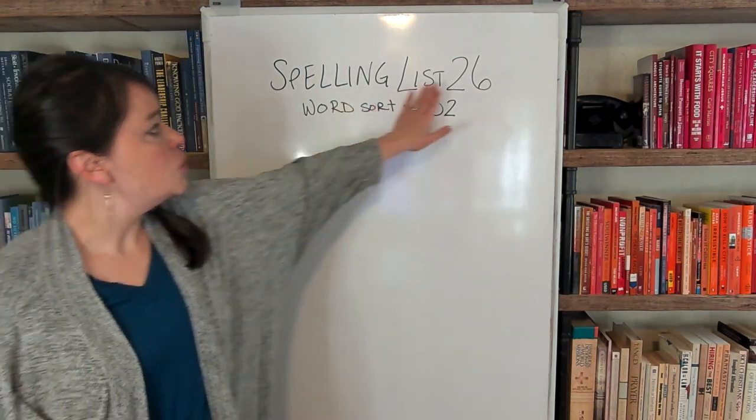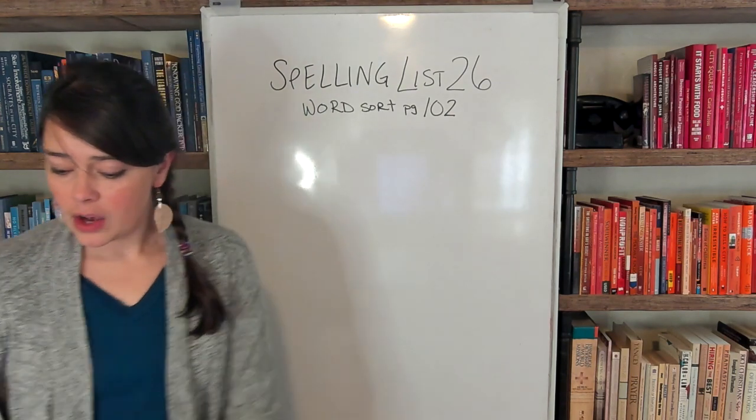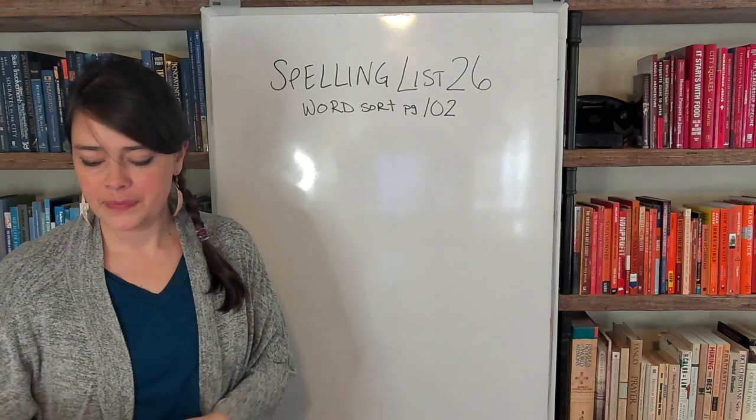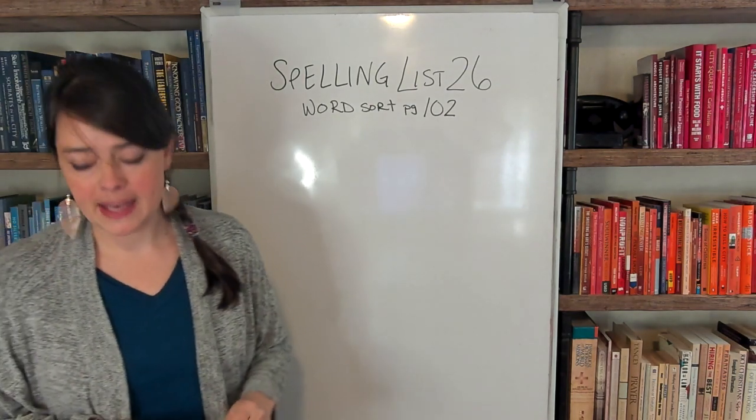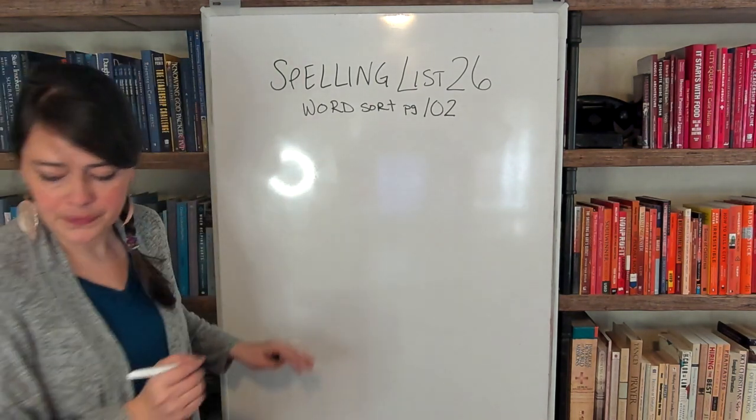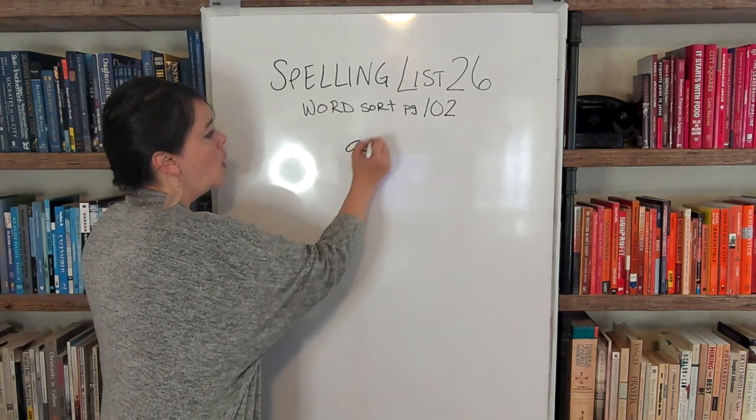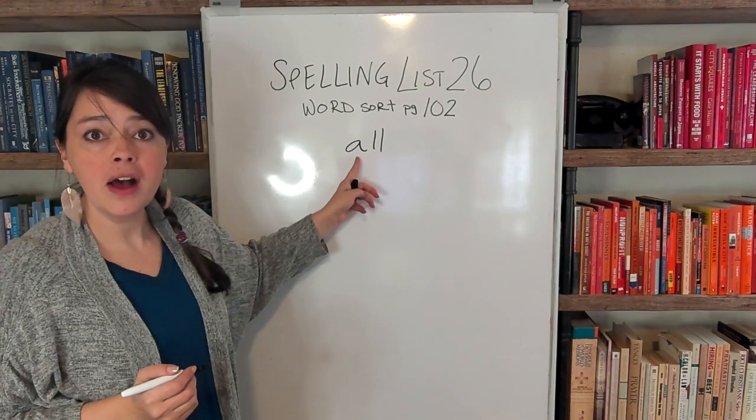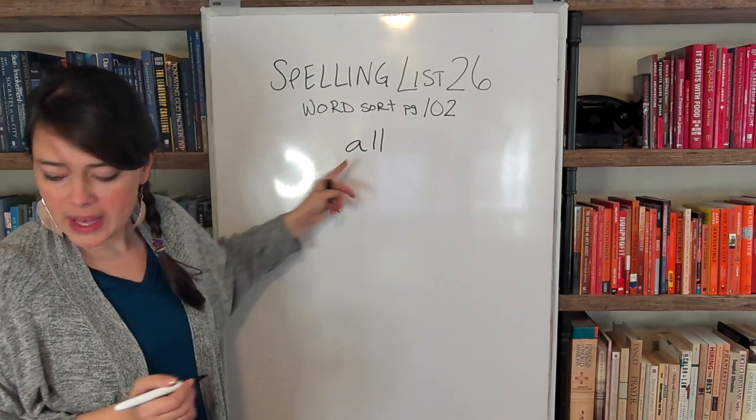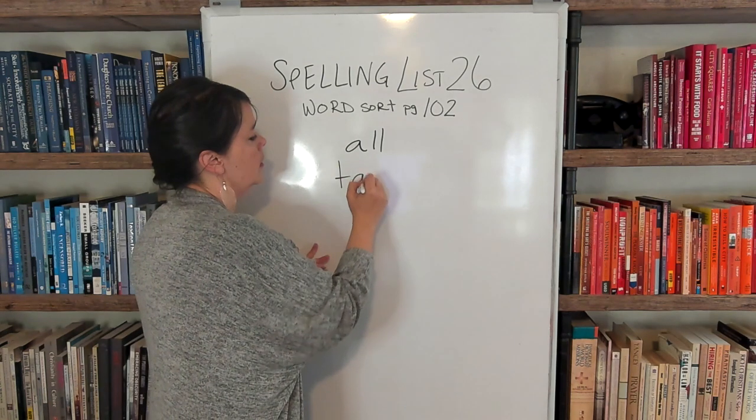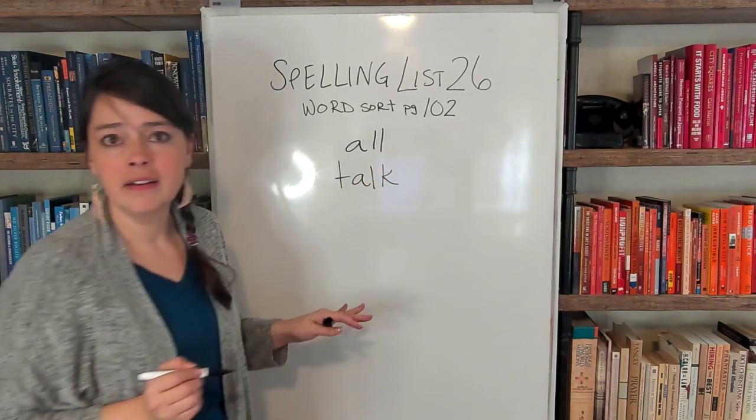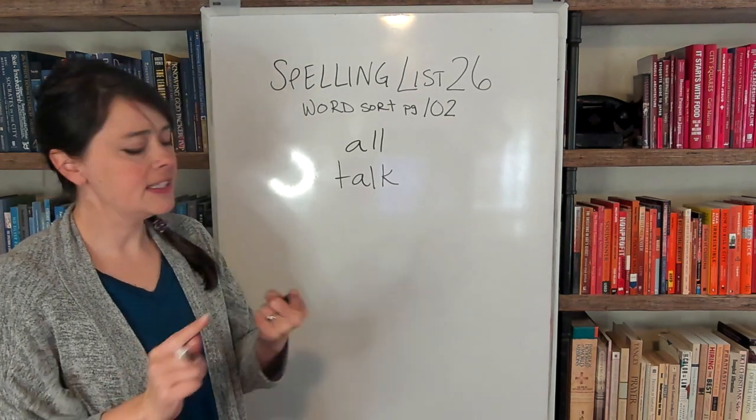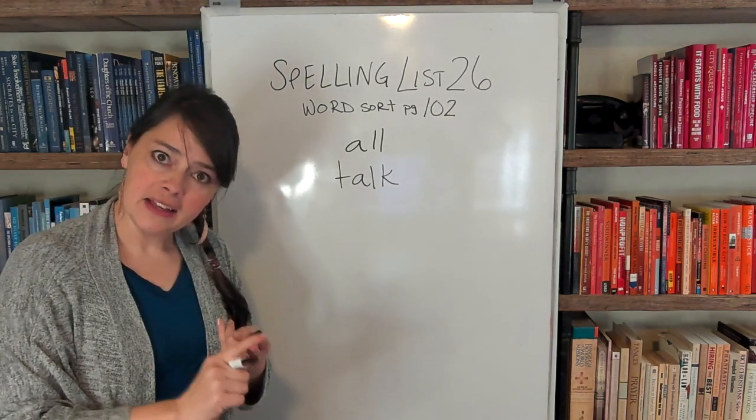Now our list 26 is all the pattern words have an ah sound in them, but they're not all spelled the same. So I'm going to write a few. We have all. You can hear the ah. In this word, the ah is made by an A. We have the word talk. You hear it again, ah, and it's an A. A's are so interesting. A's can say ah and A and ah.